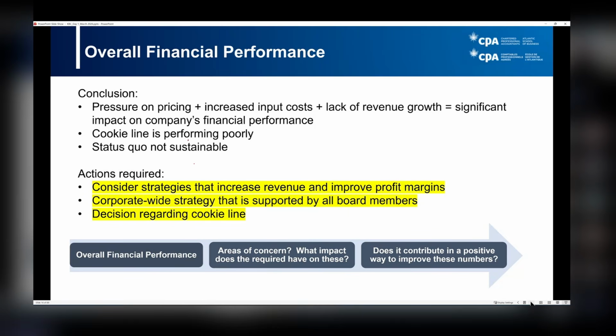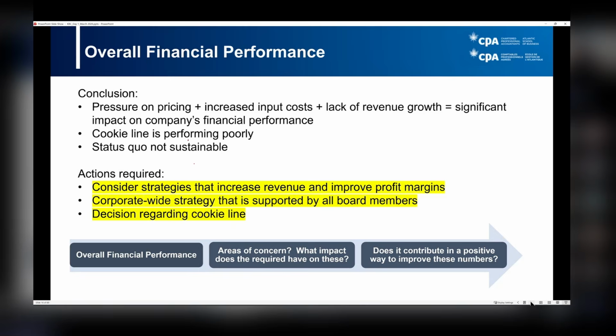So, some of the conclusions based on the analysis I provided with you is there's a pressure on pricing, plus the increase in input costs and the lack of revenue growth. Well, it's having a significant, and it's a negative, impact on the company's financial performance. The cookie line is not performing well, and status quo is not sustainable.